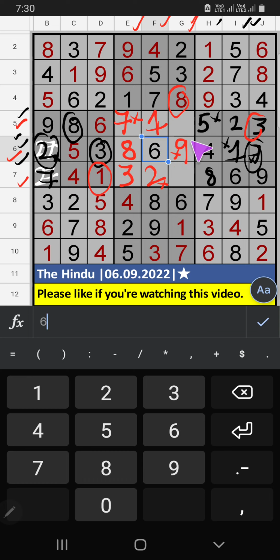Column G, 2 numbers are remaining, 4 and 5. 7th row, we have 4. So 4 can't come in the cell, 4 is confirmed here. Then 5 is here.